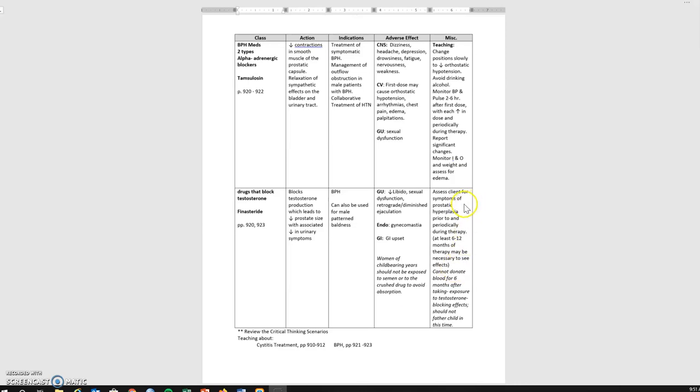The patient needs to be assessed for symptoms of prostatic hyperplasia prior to and periodically during the therapy. And at least 6 to 12 months of therapy may be needed before you can see the effects of this drug. Another caution is that individuals cannot donate blood for 6 months after taking finasteride, because of the exposure to testosterone blocking effects, and they should not father a child during this time.